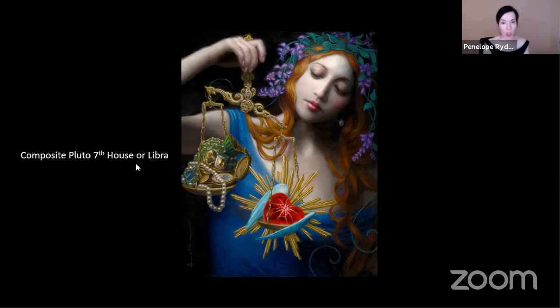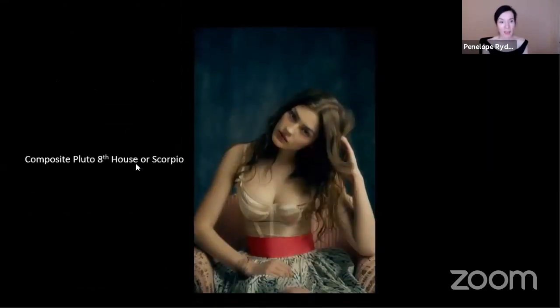Now we're going to go on to the 8th house, composite Pluto in the 8th house of Scorpio. And I like this picture. She looks sultry there. It looks very Scorpionic to me. I'm Scorpio rising, and I also have a Scorpio past life. My south node is in Scorpio, and I'm also Scorpio rising. So I relate a lot to the Scorpio archetype.